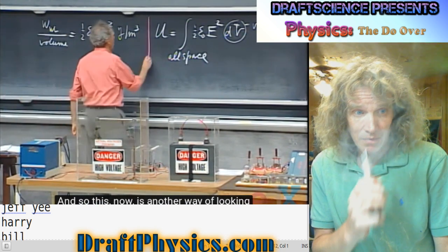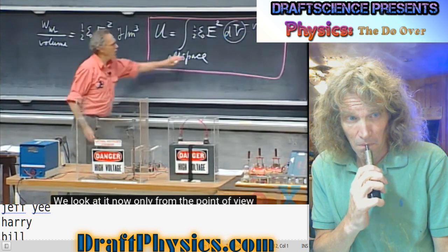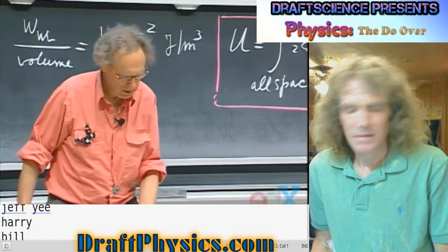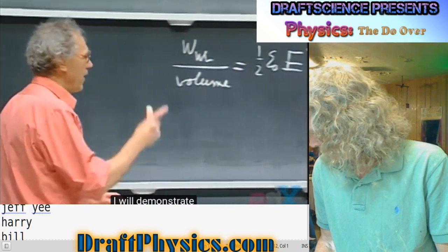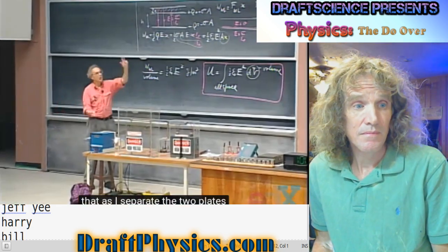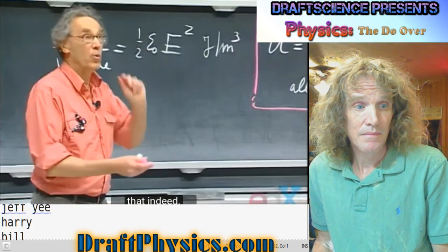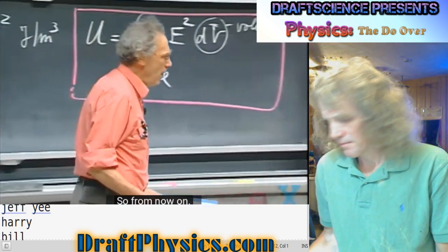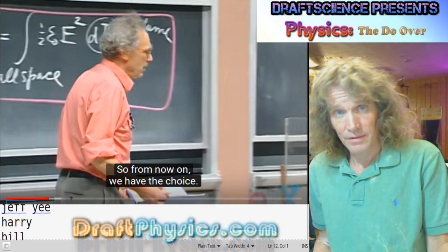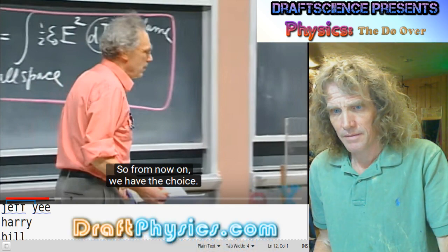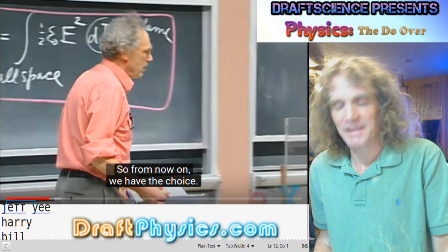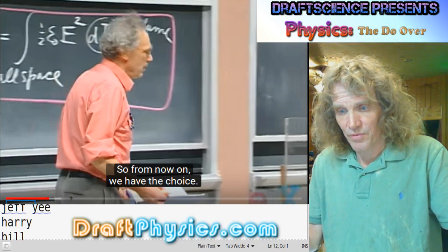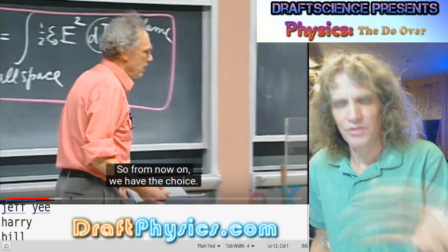And so this now is another way of looking at electrostatic potential energy. We look at it now only from the point of view of all the energy being in the electric field, and we no longer think of it perhaps as the work that you have done to assemble these charges. I will demonstrate later today that as I separate the two plates from these charged planes, that indeed I have to do work. I will convince you that by creating electric fields, that indeed I will be doing work. So from now on, he'll put energy into the system. Yeah, I mean, distance in this case, because it's attraction, distance is going to create pressure. If it was repulsion, it would be the other way around.